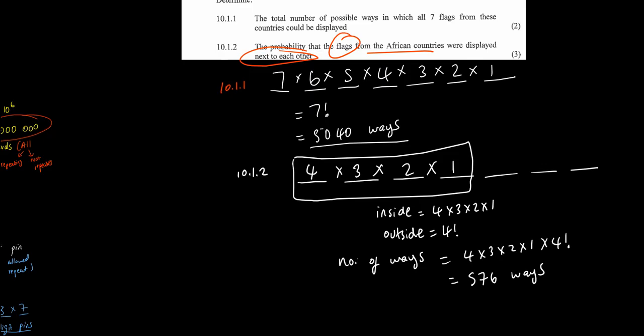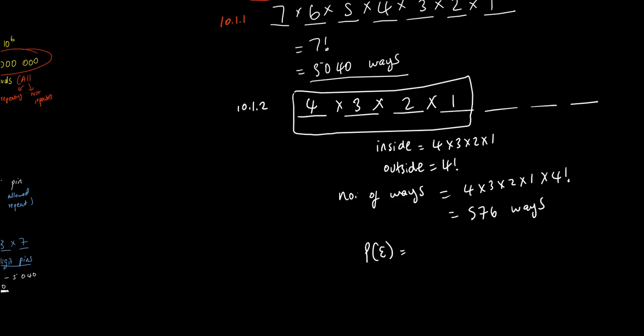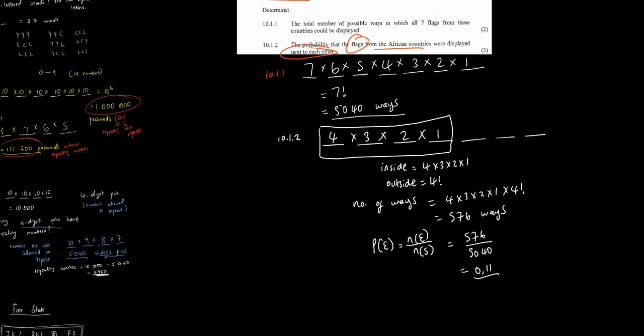Now, since they wanted you to calculate probability, remember that the probability of an event is the number of outcomes in the event over the number of outcomes in the sample space. The number of outcomes in the event are the number of ways that you got by answering the question. It's going to be the 576. And then the sample space is going to be the total ways whereby there are no restrictions. So it's going to be the 5040. Then guys, we just put it in your calculator. You divide by 5040. Then the answer will be 0.11. Then you are done. You got the probability there.